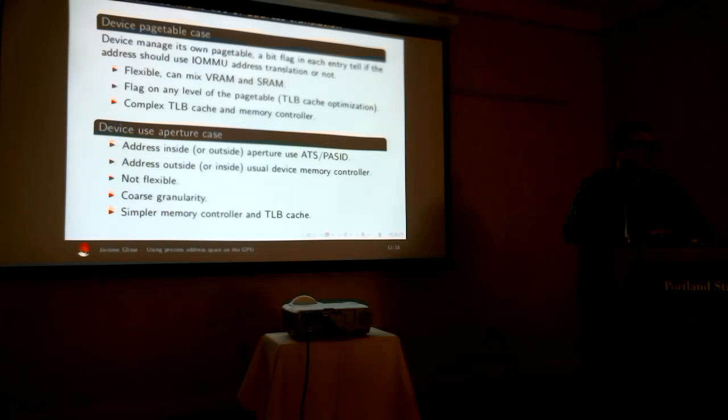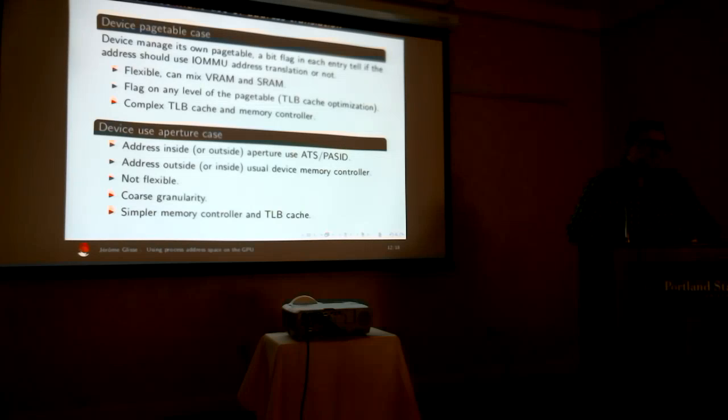The other, simpler approach is basically to use some kind of aperture on your device. So you say whatever address falls into that range, go use the PASID, go use the I/O MMU to do a translation for me and give me back the hardware address I should use. And the same goes around for when you are outside of it, or vice versa.